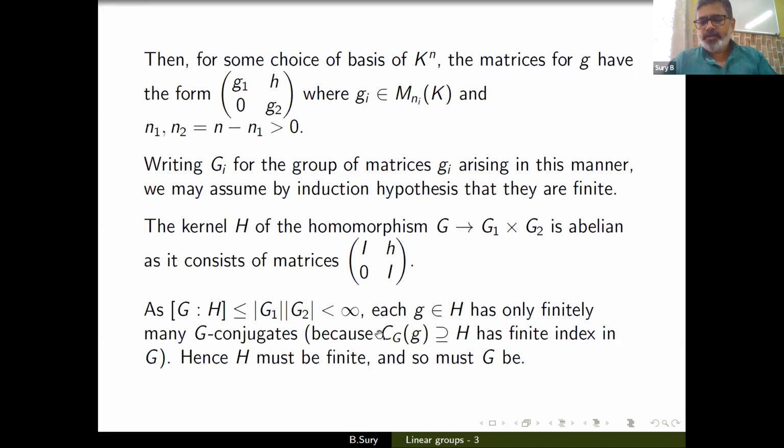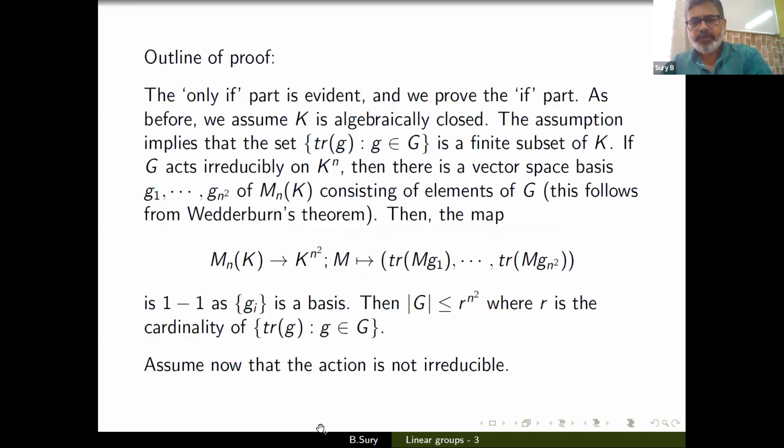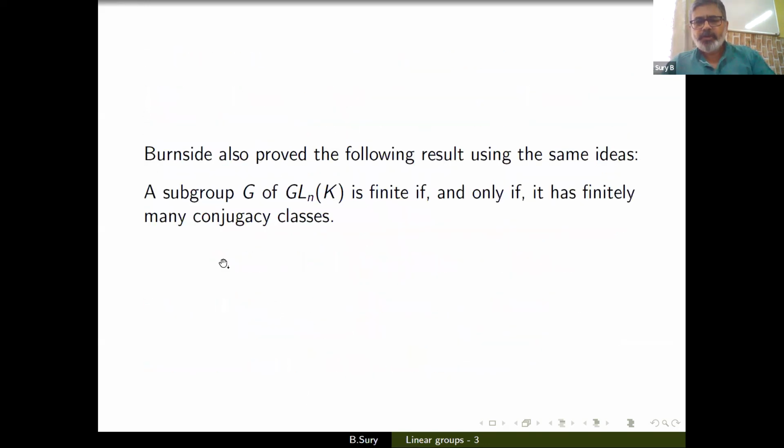Because this group is abelian, you see. Because this is of finite index, hence it must be finite. So that is how we apply induction. So we have proved this nice result: a subgroup of GL n K is finite if and only if it has finitely many conjugacy classes. Striking result.